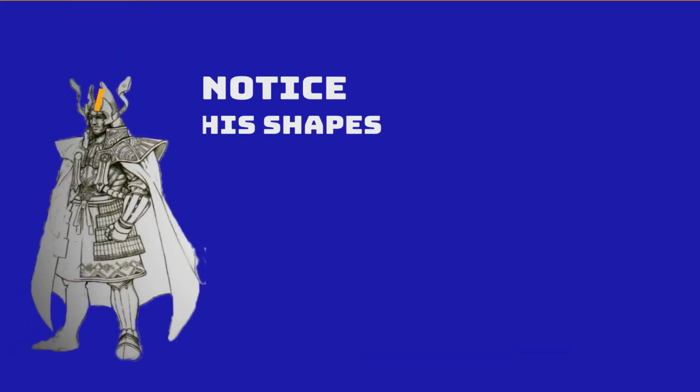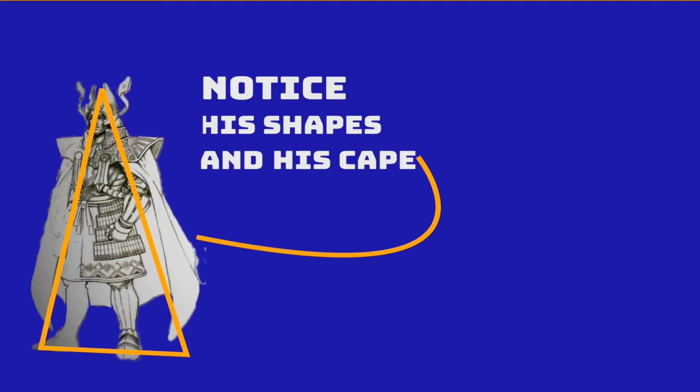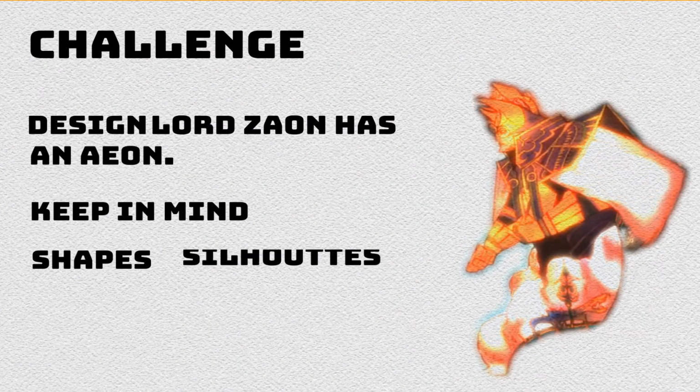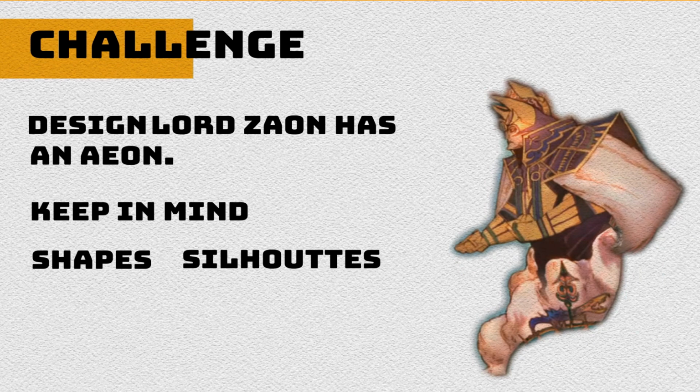Notice his shapes and his cape, and how that plays into his overall silhouette. What kind of weapon would you give him? A sword, an axe, or a spear? And how would you design him as an Aeon? And that's my challenge for you, to design Lord Zaon as an Aeon. Keep in mind his shapes and his silhouette, and the key is to keep it consistent.